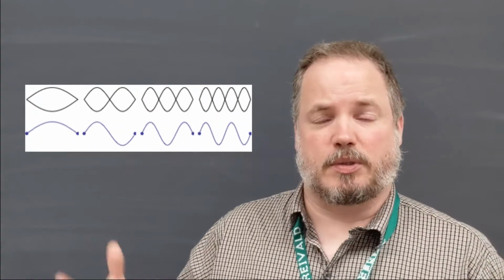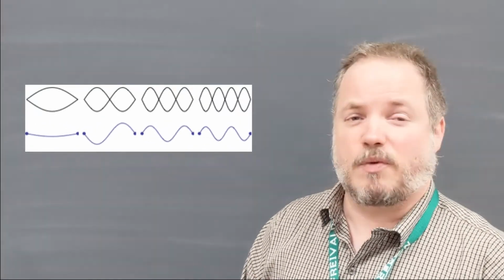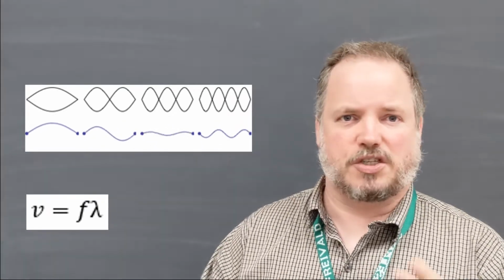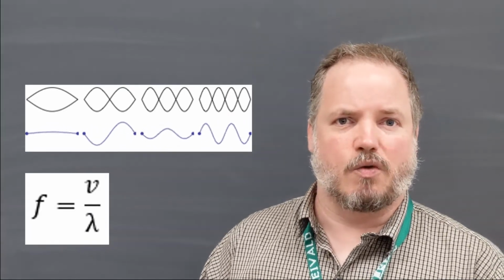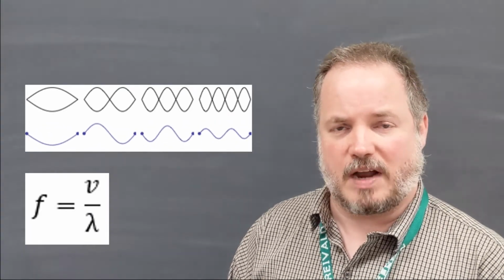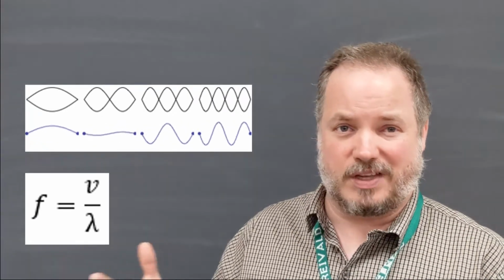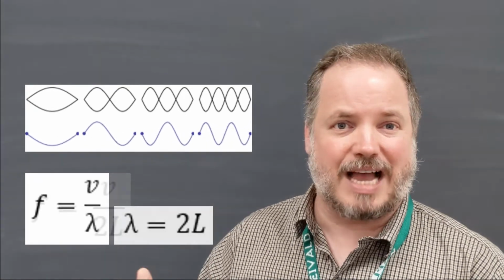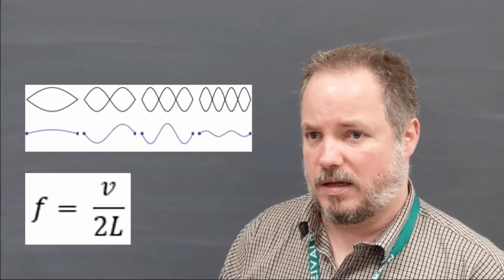So this lowest frequency, what we call the fundamental frequency, if we apply the speed equation to it, v equals f lambda, and then just solve, we get f equals v over lambda. Frequency equals velocity divided by wavelength. The wavelength of this thing is 2 times the length of the string, right? So the frequency is equal to the velocity over 2L.